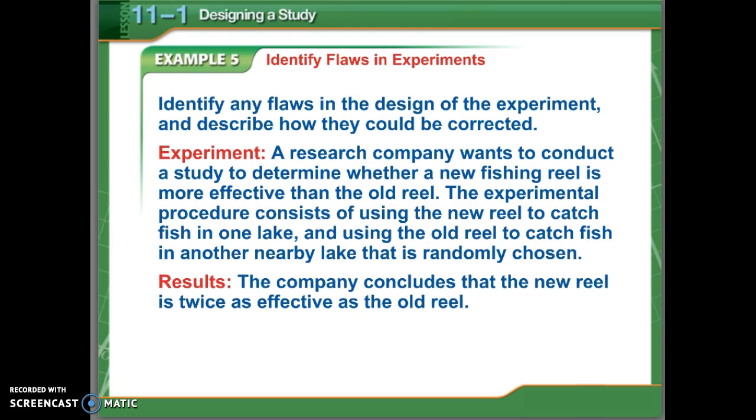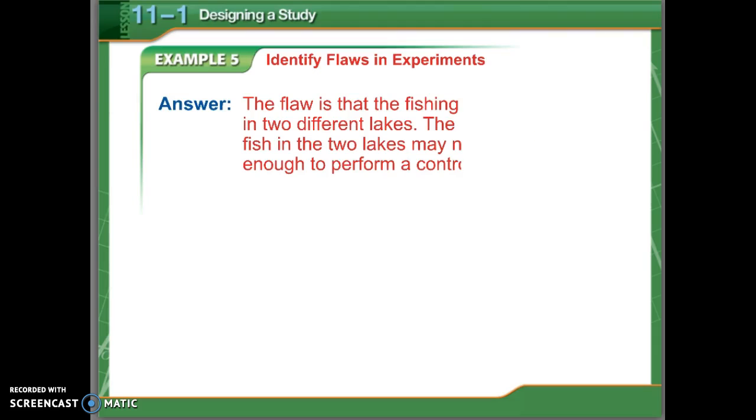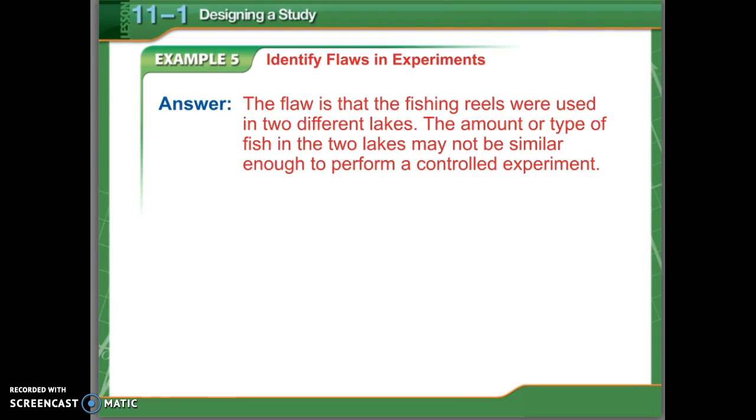So there's one thing that sticks out to me right away that could be a problem with this, and hopefully it sticks out to you in the same way. And the flaw is that the two fishing reels were used in two different lakes. And it's entirely possible that one lake might have lots of fish and the other lake might not have very many fish, and maybe that's why they caught more fish in one lake than the other.